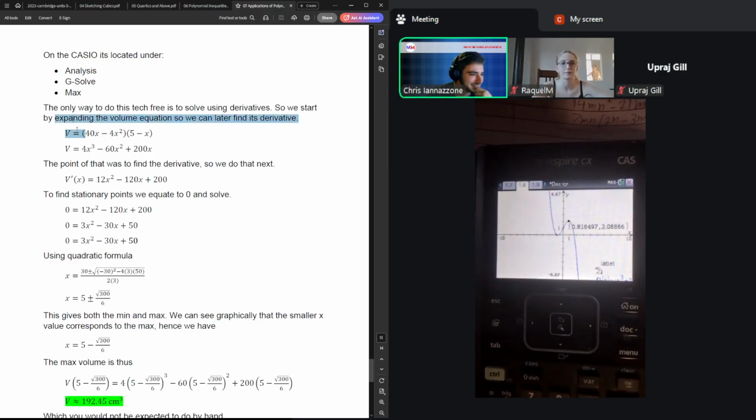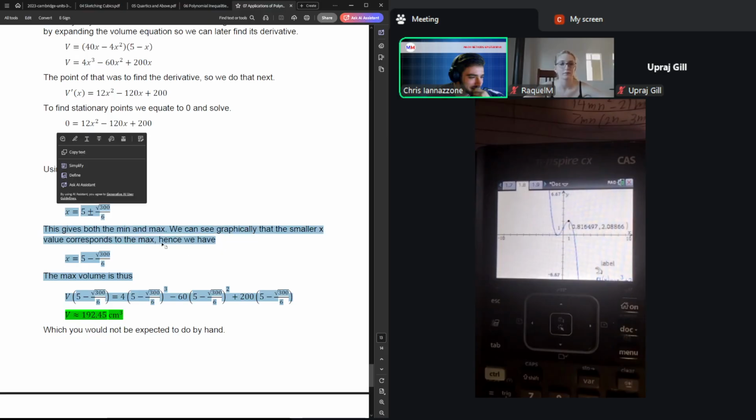And then here's all you'd have to do if you were doing it tech-free. You'd have to use calculus derivative stuff. Yeah, just no, not happening.